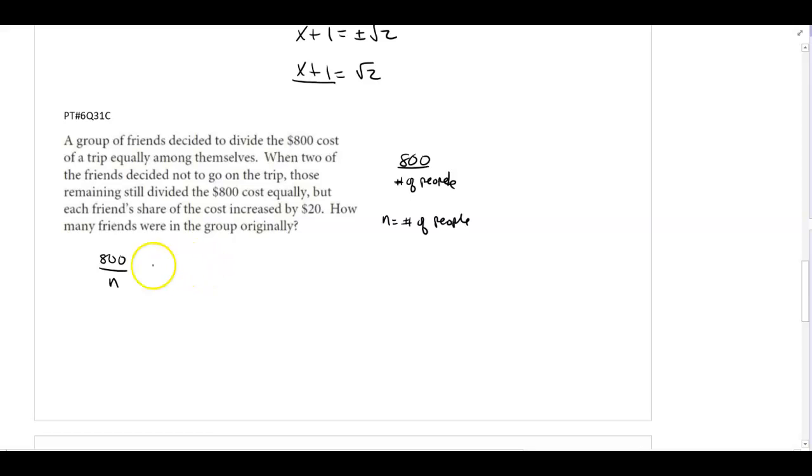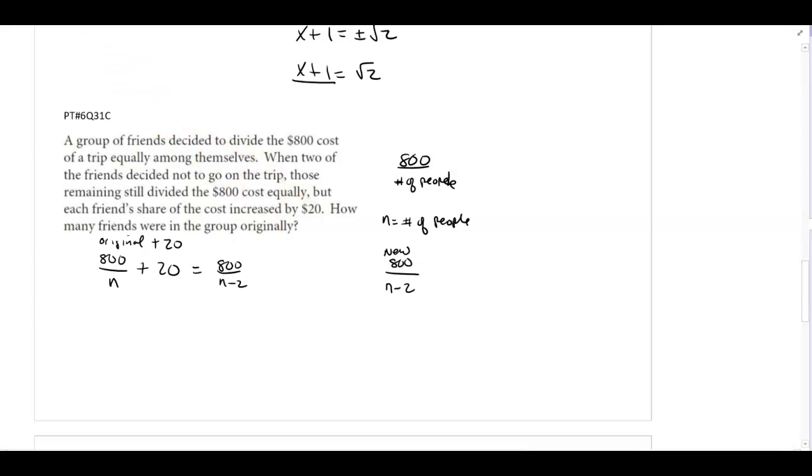So, right away here, when you look at it, the original cost went up by $20. But if I wanted to algebraically figure out what the new cost would be, I could also take 800 and divide it by the number of people minus 2. So this would be the new cost here. But the original plus the $20 increase would also give you the new cost. So what we have to do is find the value of n that makes these 2 expressions equal.